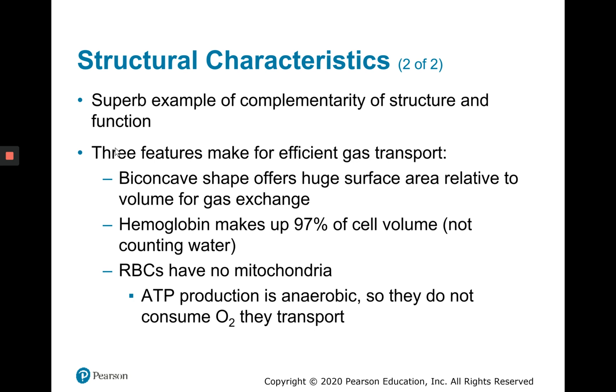Hemoglobin also makes up 97% of the cell volume, and that's not counting water, but that means that red blood cells are so dedicated to their job of carrying respiratory gases that they're made up pretty much entirely of this protein. Also, red blood cells have no mitochondria, so they're not able to make ATP aerobically, but this also means that they're uninterested in using their own oxygen supply. So ATP production for red blood cells is anaerobic, so they're not consuming the oxygen they transport.